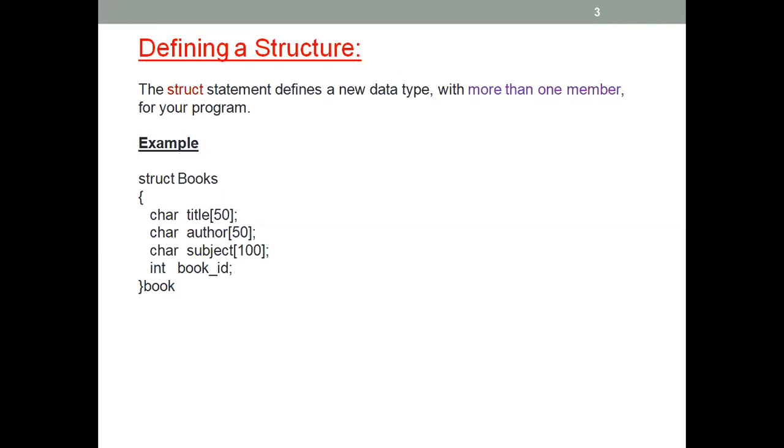Defining a structure. We are going to use the statement struct, which is the short form of structure. This statement defines a new data type with more than one member. Whenever you use struct in a program, inside it you can declare more than one member. For example, when you want the title of the book, authors of the book, subjects, or ID, and so on. Many things you can enter here. That's why we use struct.